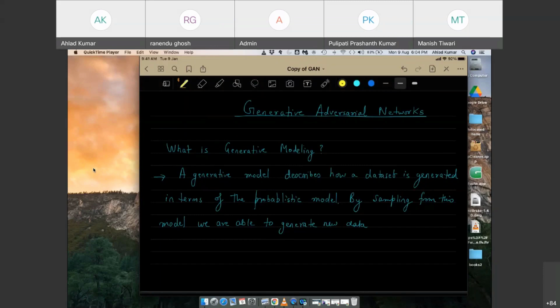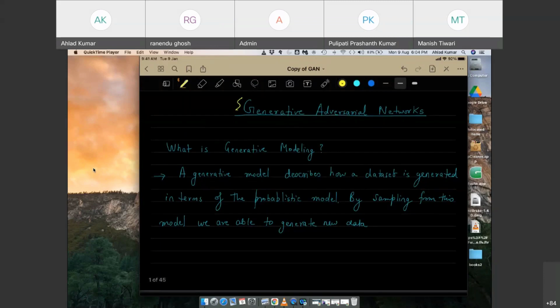For each of the terms which we have here, like generative, adversarial, and networks, let us discuss each of these three terms individually, and then we will have a clear understanding of what this generative adversarial network is all about.